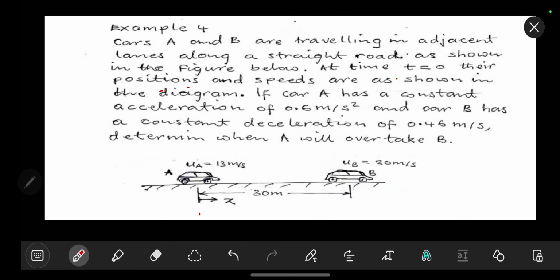So here today we are just going to be looking at a physics problem. It says that cars A and B are traveling in adjacent lanes along a straight road as shown in the figure below. At time t equals 0, their positions and speeds are as shown in the diagram. If car A has a constant acceleration of 0.6 and car B has a constant acceleration of 0.46 meters per second squared, determine when A will overtake B.